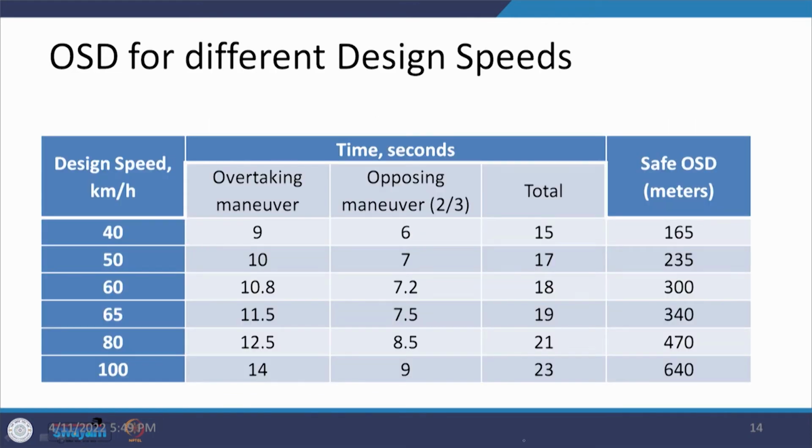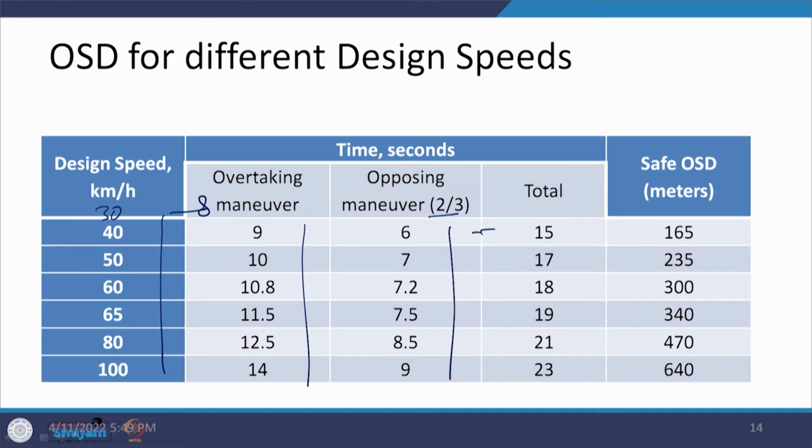So, this is how the OSD can be calculated. Now, you can see that OSD is being calculated for different design speeds changing from 40 to 100 kilometers per hour, and if we had taken 30 here, then this overtaking maneuver time would have been 8 seconds. So, for 40 it is 9, for 50 it is 10, for 60 10.8, for 65 it is 11.5, for 80 it is 12.5 and for 100 it is 14. Those are the values already specified by the Indian Road Congress. If we take 2/3 of it, then these values are going to be there.